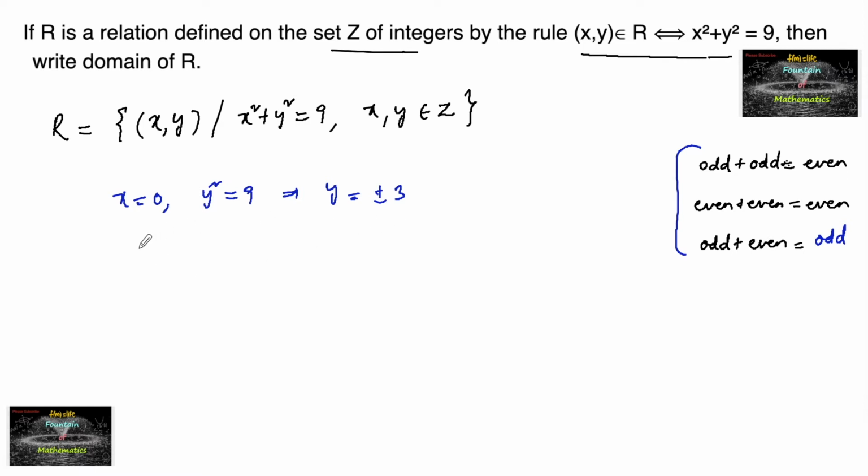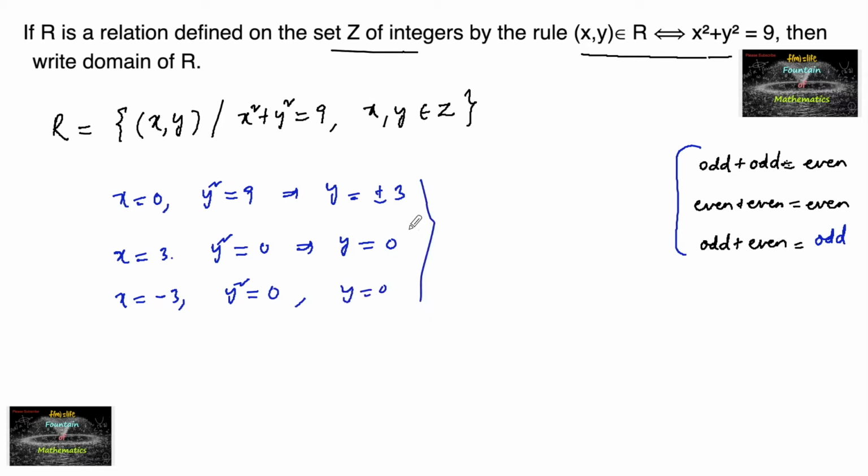And when x is equal to 3, we'll have y square is equal to 0, which implies y is equal to 0. Or even when x is equal to minus 3, the same, y square is equal to 0, which implies y is equal to 0. And only these are the possibilities we can come across.